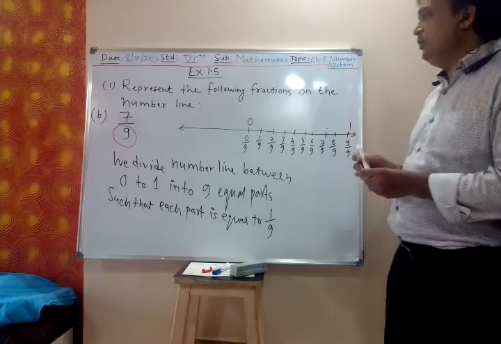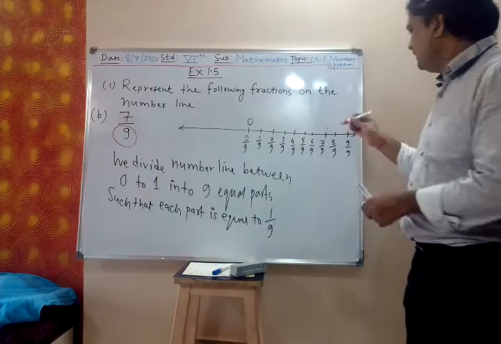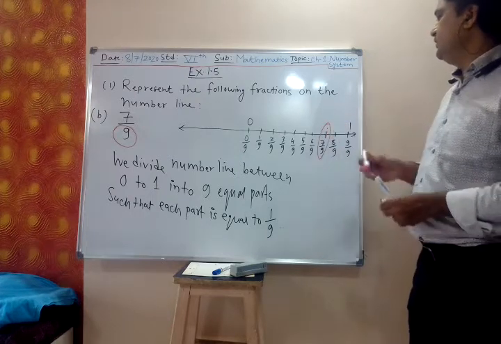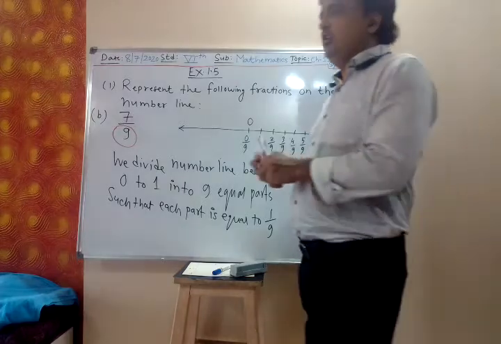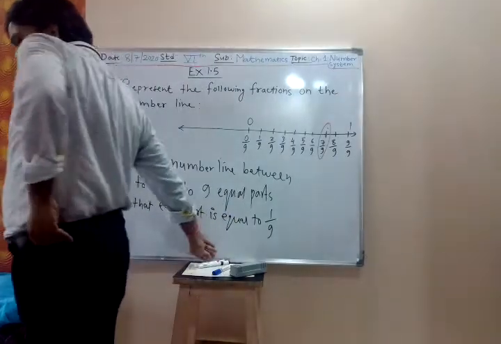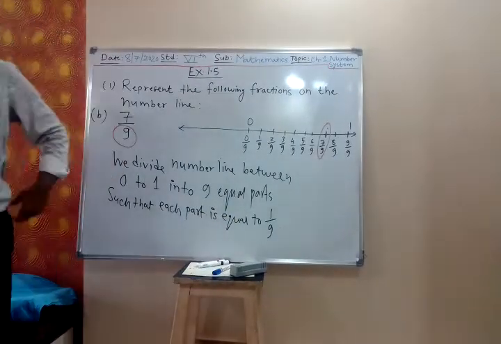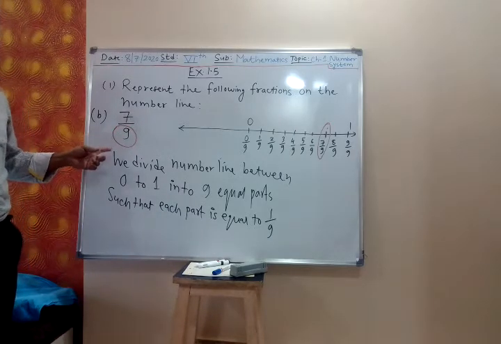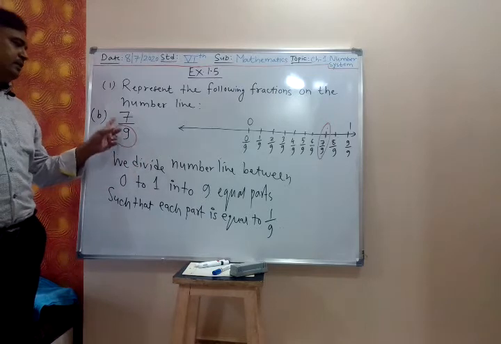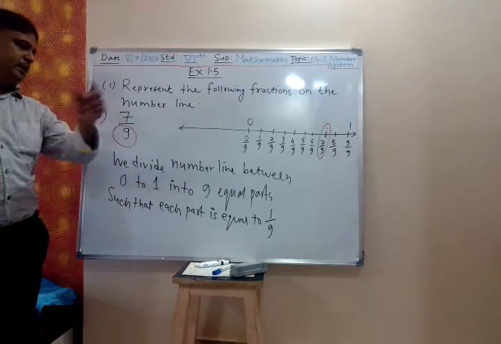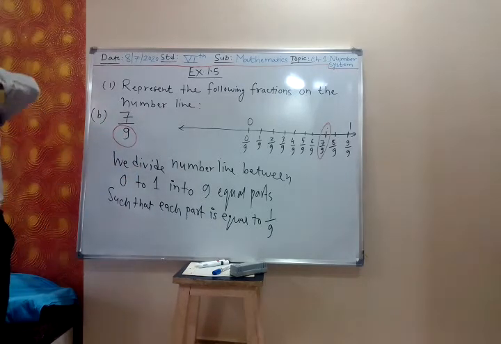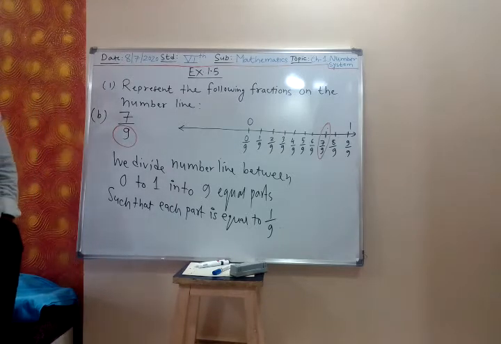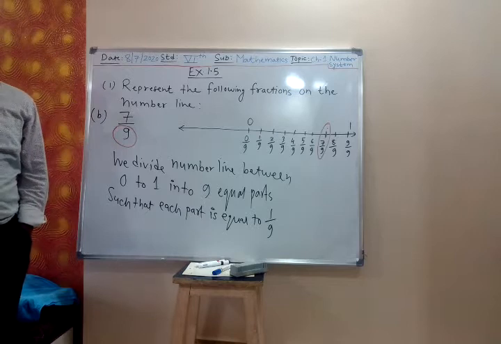So where is 7 upon 9? 7 upon 9 is this fraction. So you have to see the denominator. So we divide the number line between 0 to 1 into 9 equal parts, because the denominator is 9. So I will divide that.